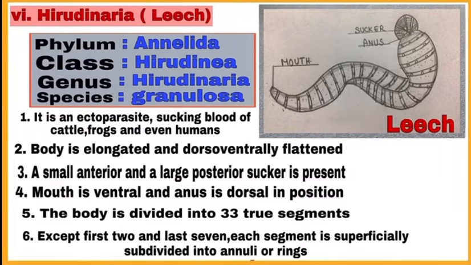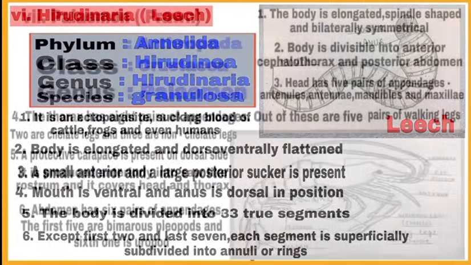The mouth is ventral and the anus is dorsal in position. The body is divided into 33 true segments. Except the first 2 and last 7, each segment is superficially subdivided into annuli or rings.